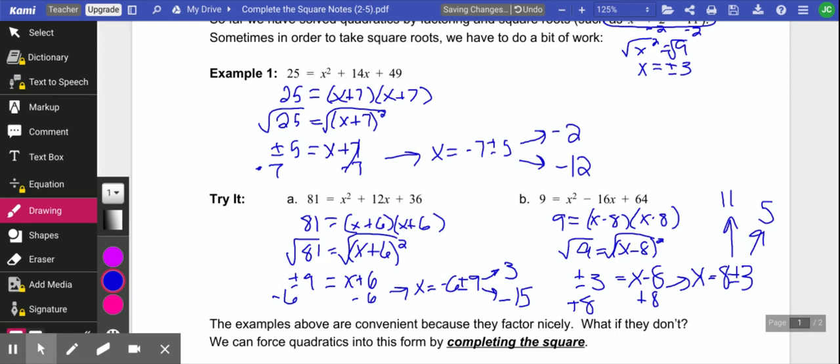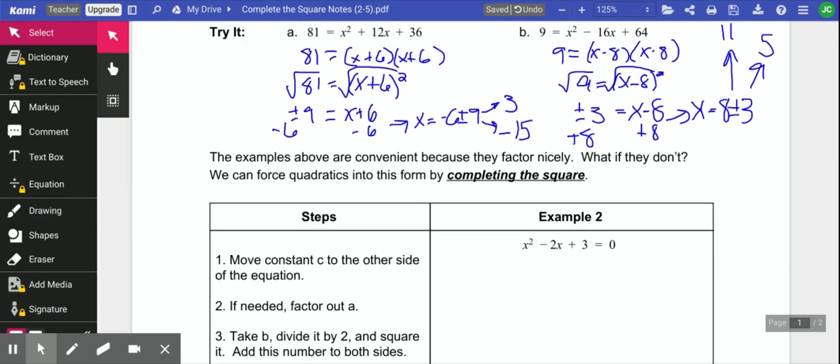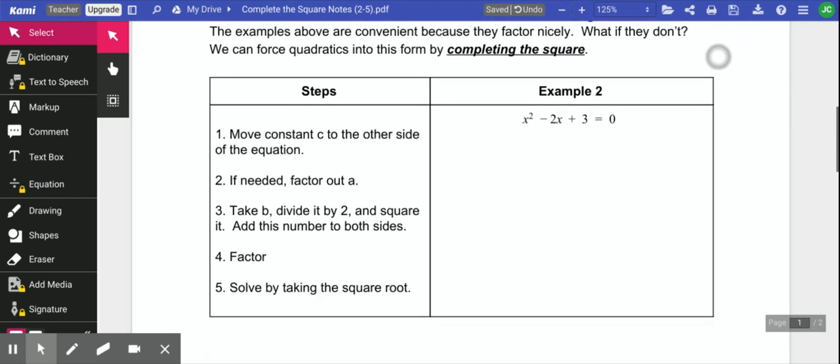Okay. Now, like I said, this doesn't always work. This was just some special cases because they factored nicely. But if they don't, we can force them into this form, and it's a method called completing the square. So we will investigate this in the next video.